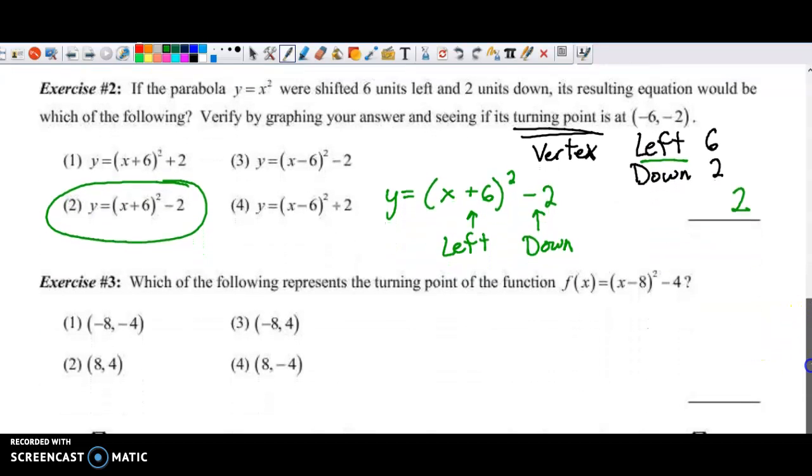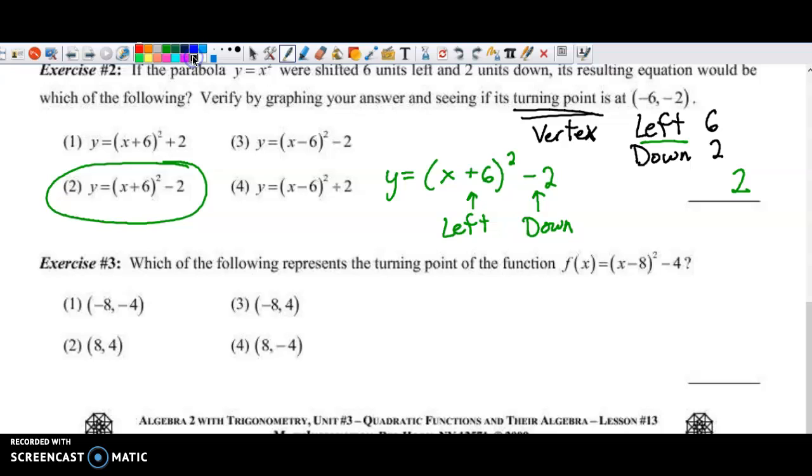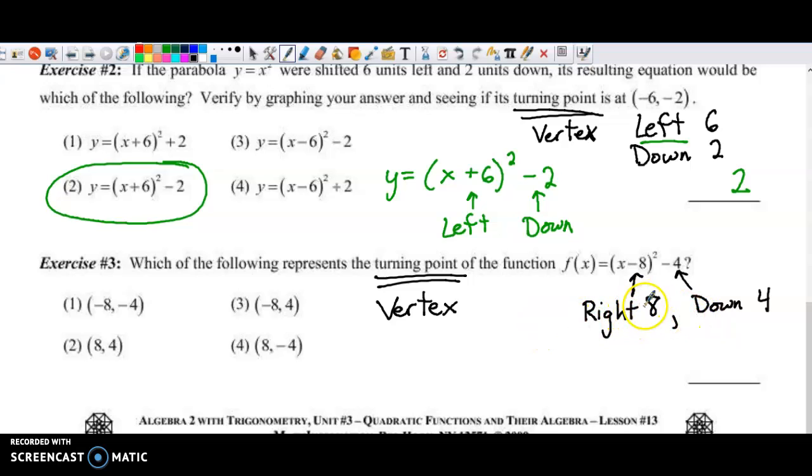As we look at the next one, again it uses the phrase turning point, but you know me, I like the word vertex, that's the math term. If we're trying to look at this without a calculator, it's going to be shifted right 8 and down 4. These are good rules to memorize. It makes problems go a lot faster. If our vertex is right 8, it's a positive 8, and down 4 would be a negative 4, so that corresponds to option 4.